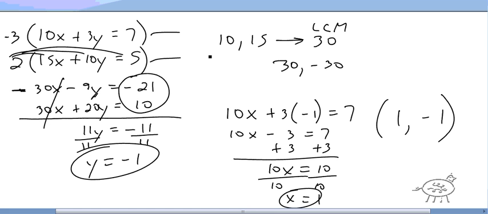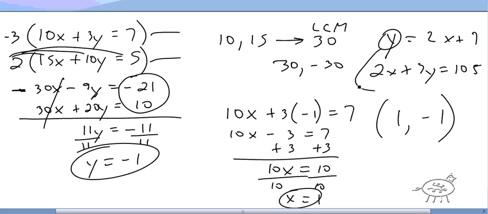The only time you'd use substitution is if something is already solved. Like if I had y equals 2x plus 7 and 2x plus 3y equals 105. Well, I'm definitely using substitution, and I'm substituting that y right into there and then coming up with an answer. Because if you had to do the elimination method, you could, but you'd have to subtract 2x from both sides and then solve it that way.